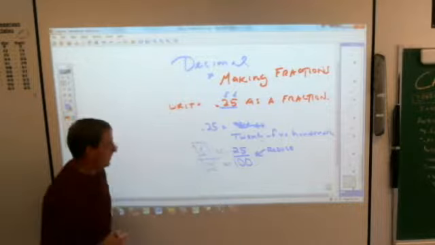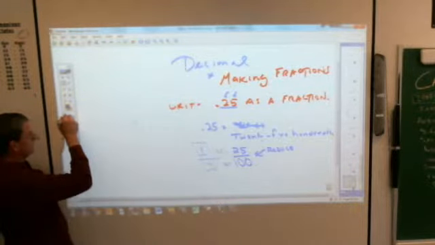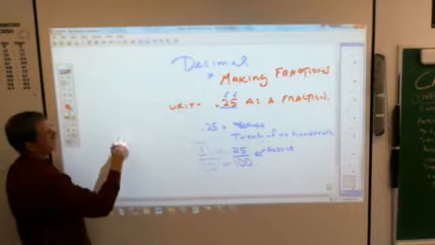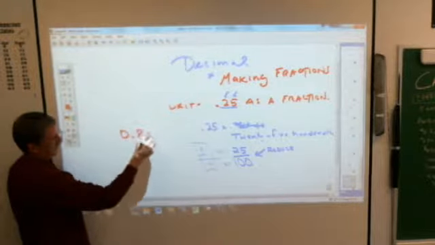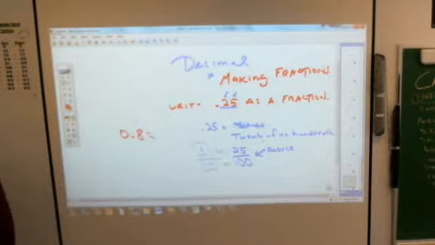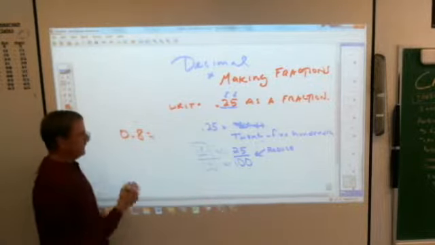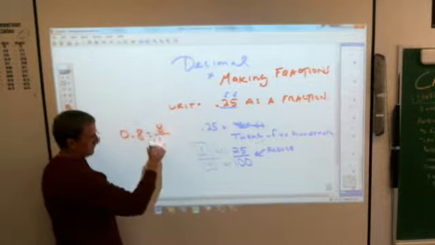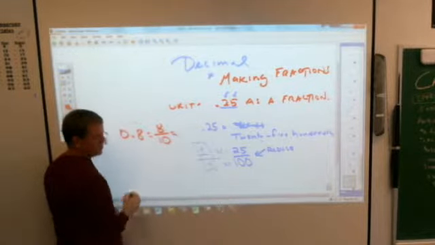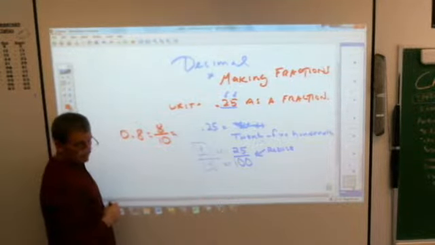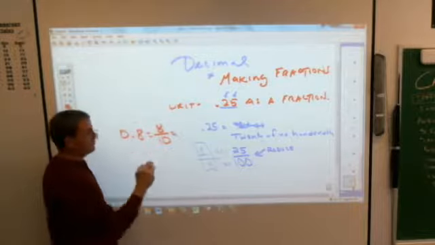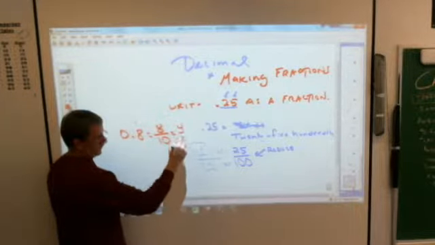25 hundredths is 1/4. Or if it is 0.8, what is 0.8 as a fraction? Megan? 8 tenths. But again, we have to reduce that. 8 tenths reduces to, Andrew? 4/5. Divide both in half.